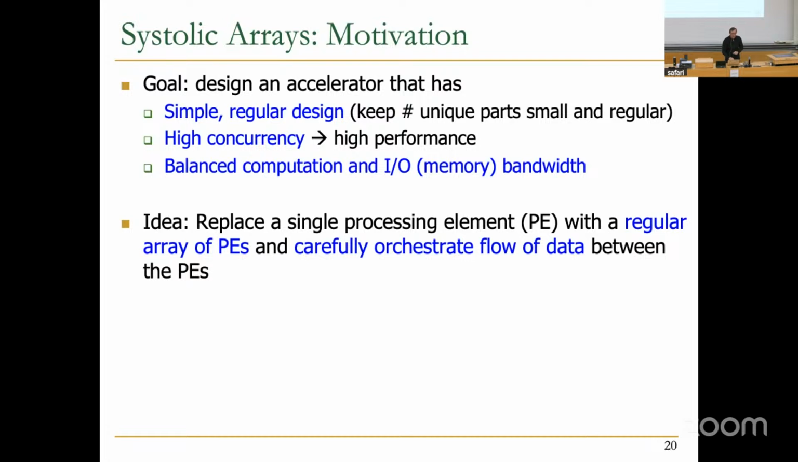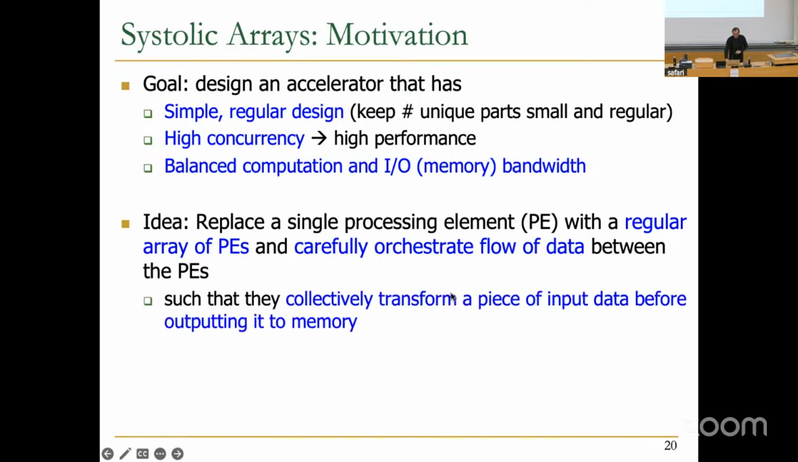And then you replace that processing element with a regular array of processing elements. It could be one-dimensional array, two-dimensional arrays, multi-dimensional arrays, etc. We're going to start with one-dimensional. And you carefully orchestrate flow of data between the processing elements, such that they collectively transform. They read from memory one piece of data, and the first processing element takes it, transforms it, passes it to the next one. That one takes the transformed data, does some operation, passes to the next one, and you keep passing the data between the processing elements. Eventually, you write it back to memory. Okay? So it's kind of systolic in that sense.